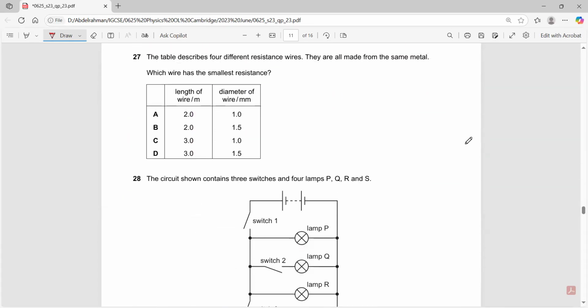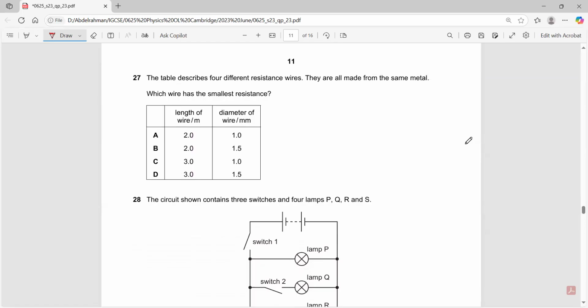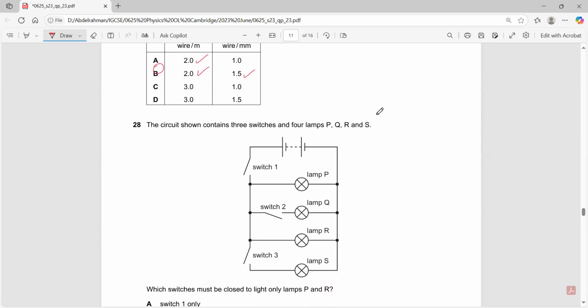The table describes four different resistance wires. They are all made of the same metal. Which wire has the smallest resistance? How can you decrease the resistance? By decreasing the length and increasing the diameter. So it's B. Decreasing the length and increasing the diameter.